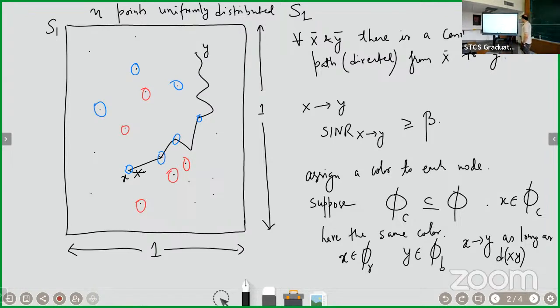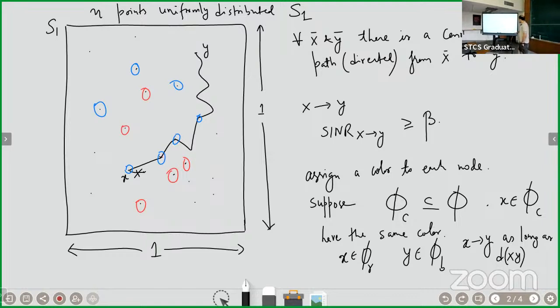So I can pose my question in connectivity. What is the minimum number of colors I need so that this graph is connected? How to assign the colors is up to you. That I'm not going to prescribe. You can come up with an algorithm. But the question is well defined. How many colors do you need so that you can satisfy the connectivity with that color?